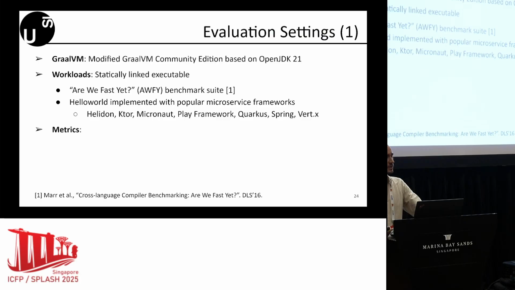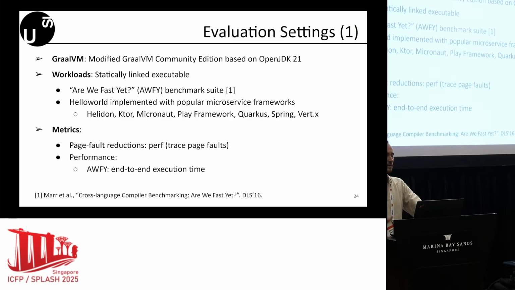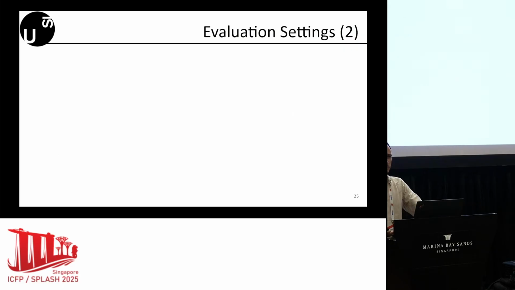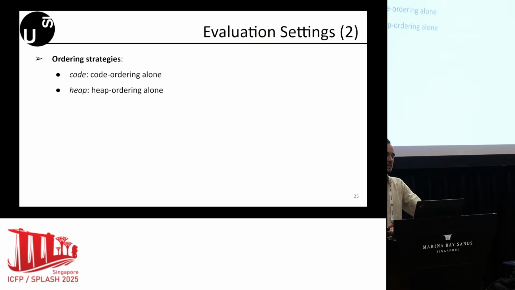In terms of metrics, we evaluate page fault reduction factors using perf, and performance, in particular the execution time, end-to-end time for RWFastYet, and time to first response for microservices. We evaluate different ordering strategies, namely code and heap, where we order only code and heap respectively, and code plus heap, where we order both together.